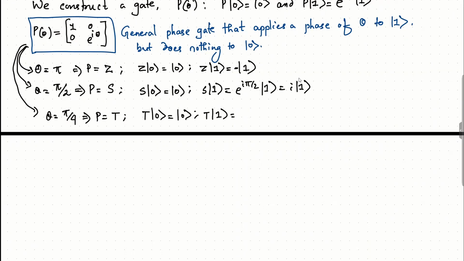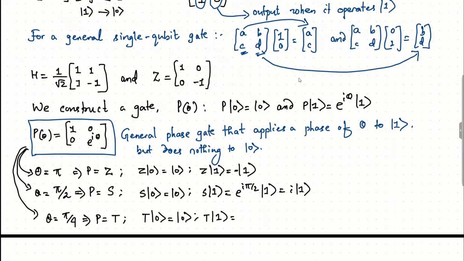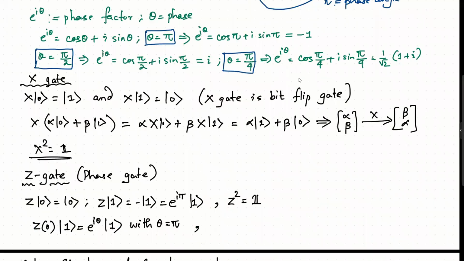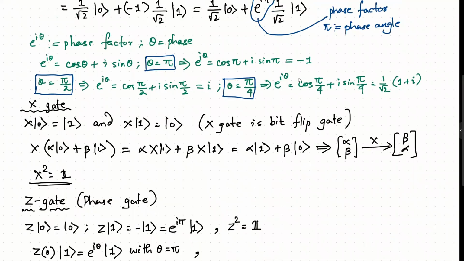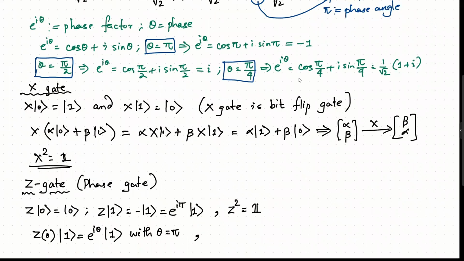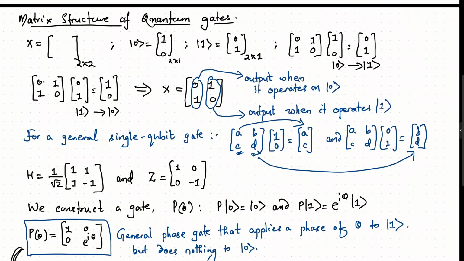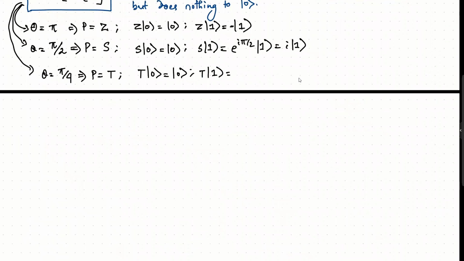So for pi by 4, it is 1 by root 2 times (1 plus i). So e to the power i pi by 4 times 1 is 1 by root 2, (1 plus i), times 1.